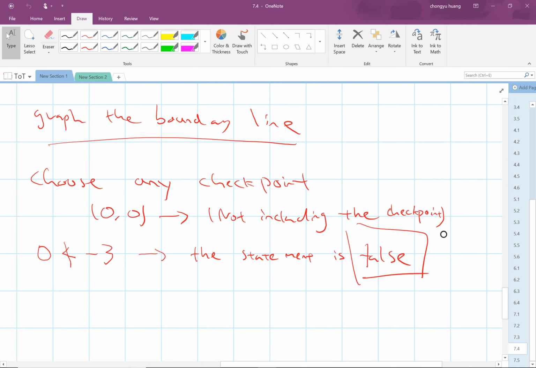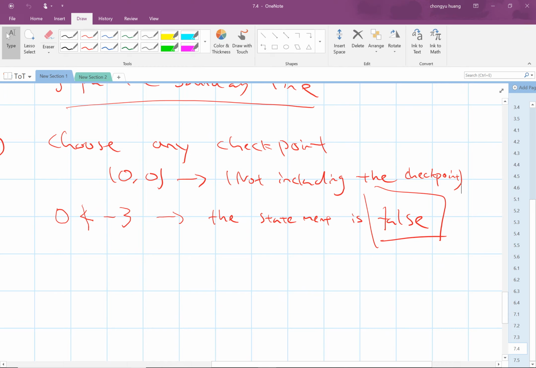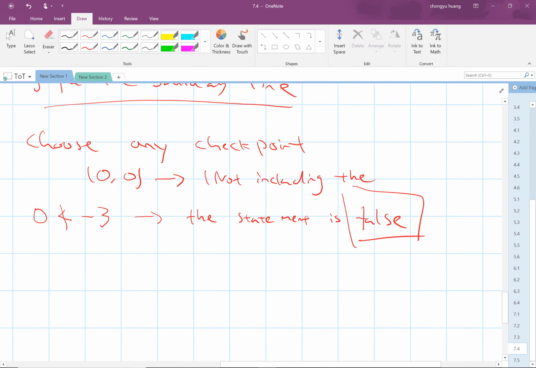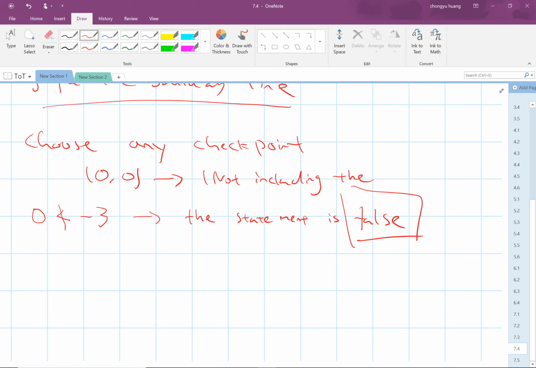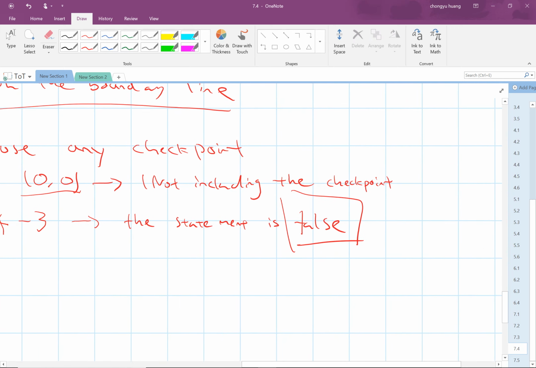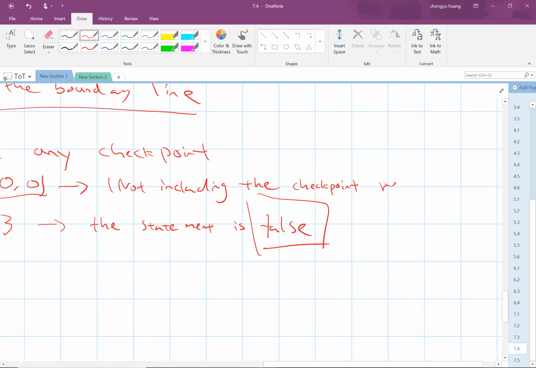Let me actually write a little more. 0 and 0, not including the checkpoint, with respect to the bounded line. Back to the bounded line.